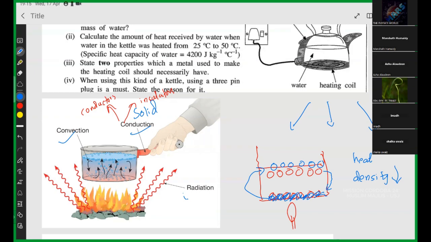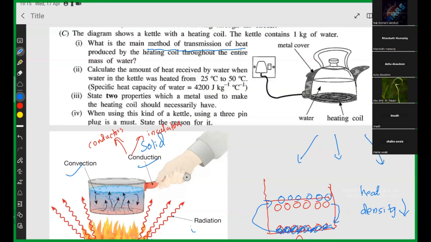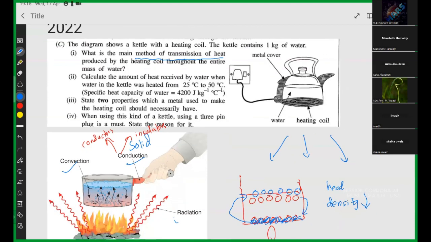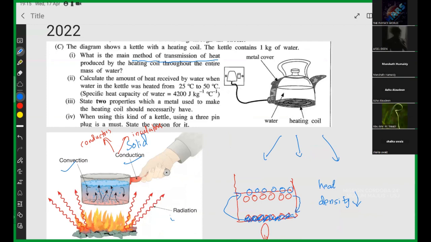So I hope you all are clear with the three types of heat transfer. Is it clear, everyone? Yes, teacher. Okay. Now I'll move to the next one.